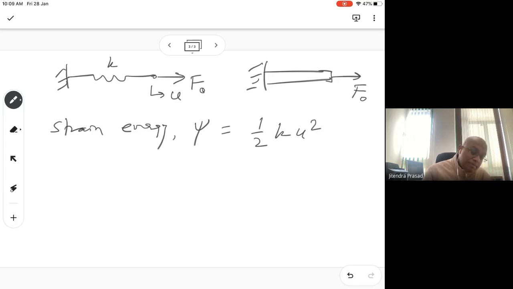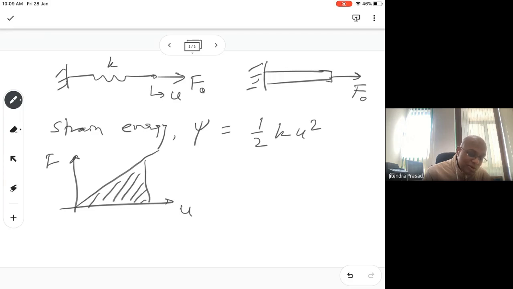That you know already. Okay, and you can also have a plot. You can see that if you have u on one axis, and then you have a similar force which will be like this, and hence the area under the curve will give you the strain energy, this is what psi is. Okay, now strain energy is given. Now work done.